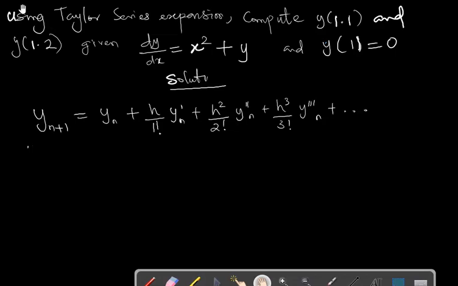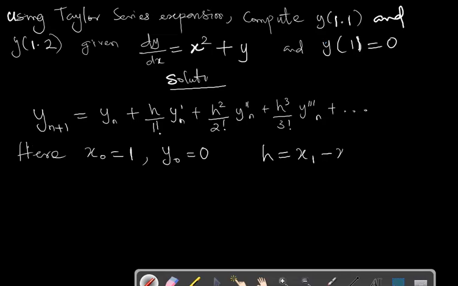Okay. So here, the starting value, which is the x naught, is 1. So this is our x naught, 1, and our y naught is 0. This is our y naught. So the h value is going to be x1 minus x naught.